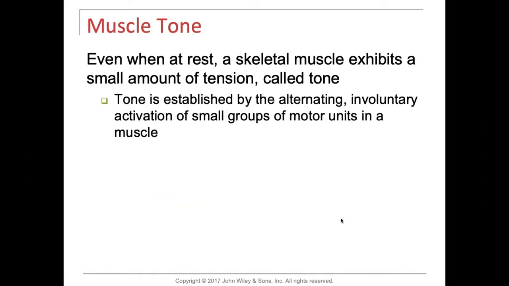In terms of muscle tone, even when you're at rest, muscles have a certain degree of tension. That's called tone. When muscles have too much tension, we call it hypertonic. When it has too little tone, we call it hypotonic. I was taking care of a baby a few weeks ago that had hypotonic cervical muscles. The head would just drop.